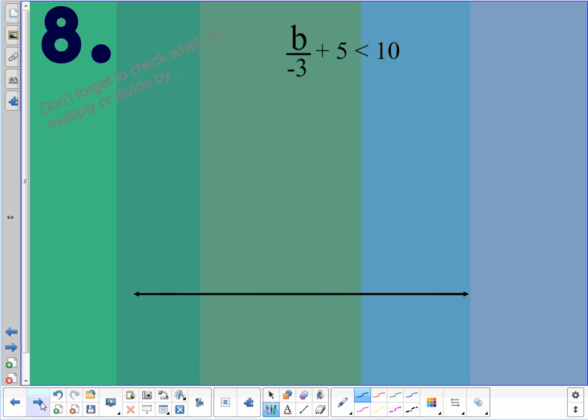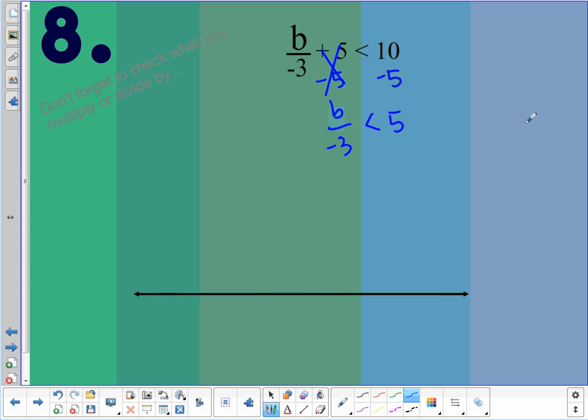So now for number 8, I have b divided by -3 plus 5 is less than 10. So I don't have any distribution, I don't have any like terms to combine, but I do have a constant to get rid of. So I'm going to get rid of that constant here by subtracting 5. When I subtract 5, that goes away. I'm left with b divided by -3 is less than 10 minus 5, which is 5.